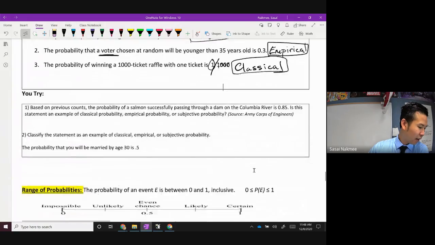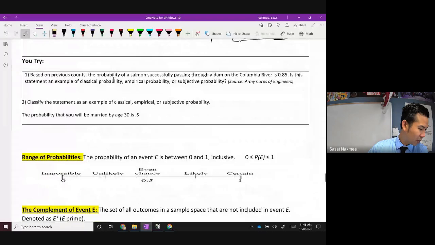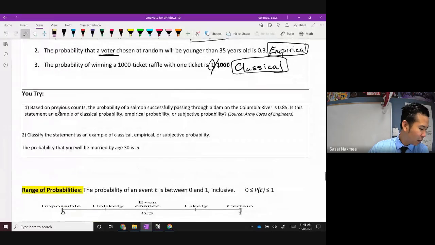Okay. All right. I got about 12 minutes. I'm going to go ahead and skip this. I'll leave this one up to you guys to fill out. Based on previous counts, the probability of salmon successfully passing through a dam on the Columbia River is 0.85. Is this statement an example of classical probability, empirical probability, or subjective probability? I'll let you guys decide which one that is. And then number 2, classify this statement as classical, empirical, or subjective. The probability that you will be married by age 30 is 50%.